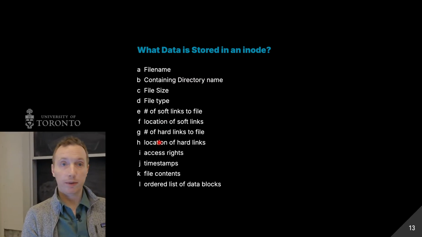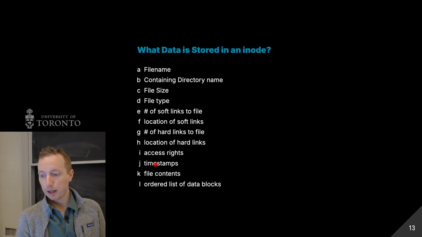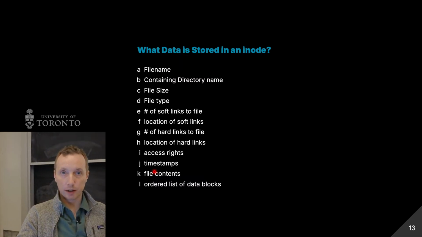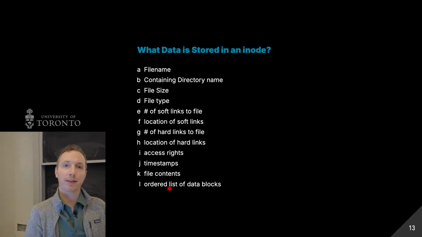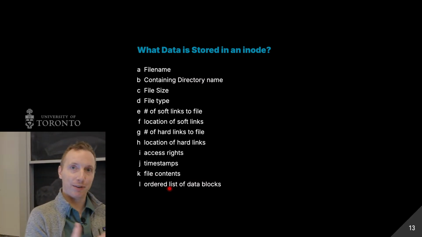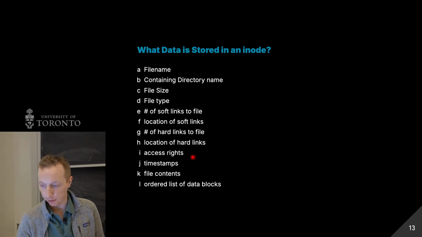Not the location of the hard links, only in the directories. Access rights are stored on the inode. Timestamps are stored on the inode. File contents are not stored on the inode. It's pointers to the contents on the disk, and then an ordered list of data blocks. Yes, those are the pointers to the data block, so that is what is stored on the inode.